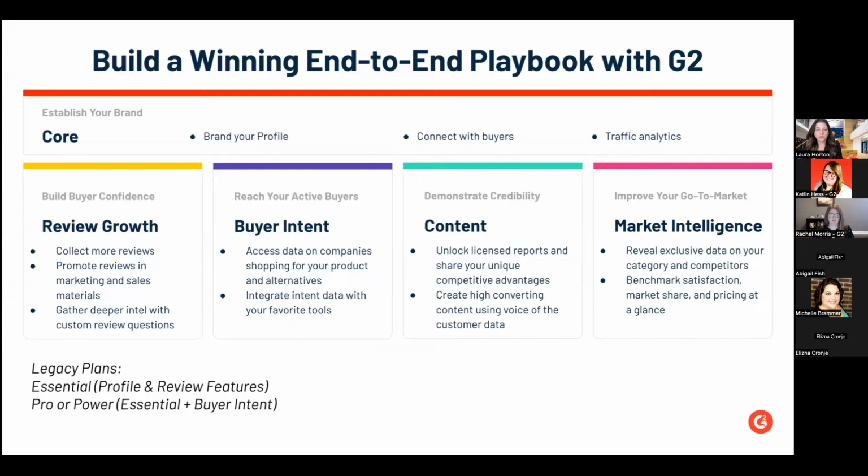If you've been with us for a while, few months, few years, you may be seeing some different names, like Essential, which is the profile and review features, now core and review growth, or our Pro and Power packages, which encompassed all of those core and review features, as well as buyer intent. So we're going to talk about them in the new names today, but those are the mapping equivalencies if you may be on a different package or not sure which features you have.